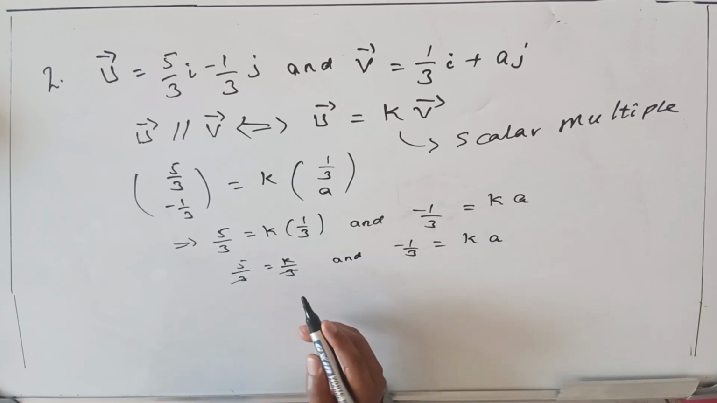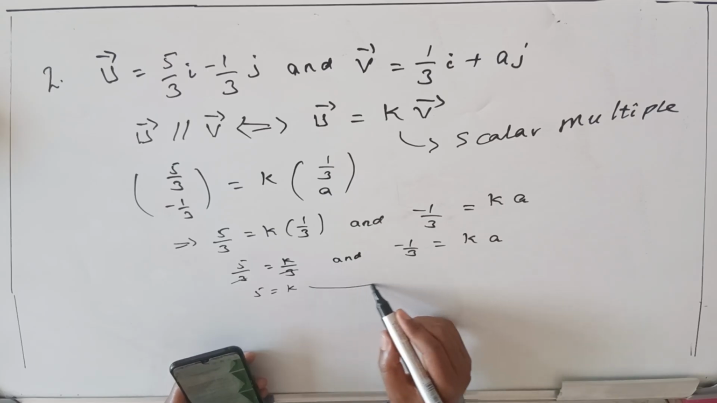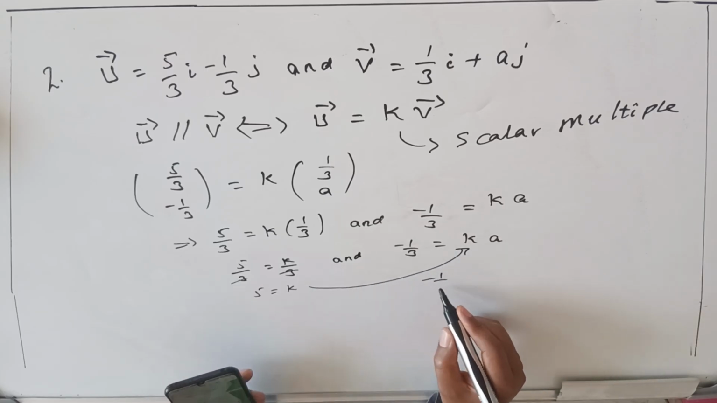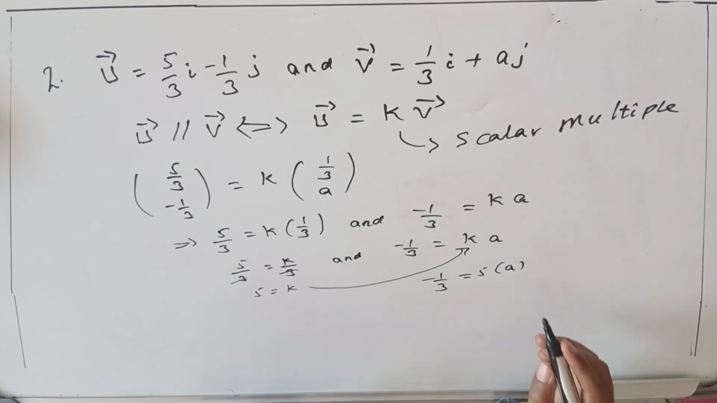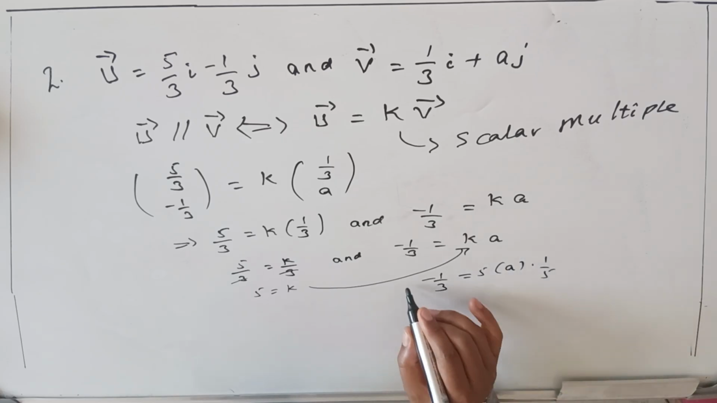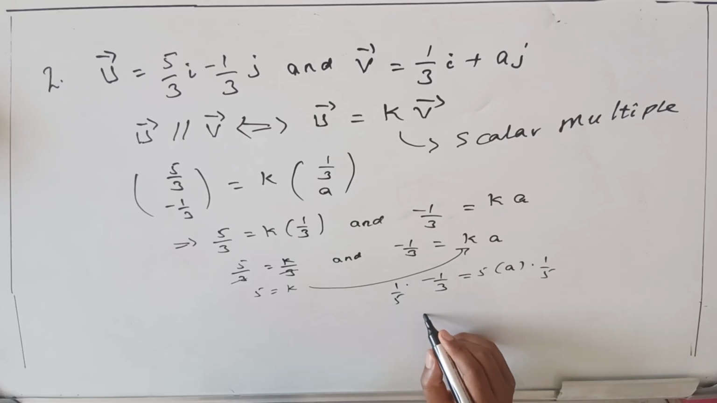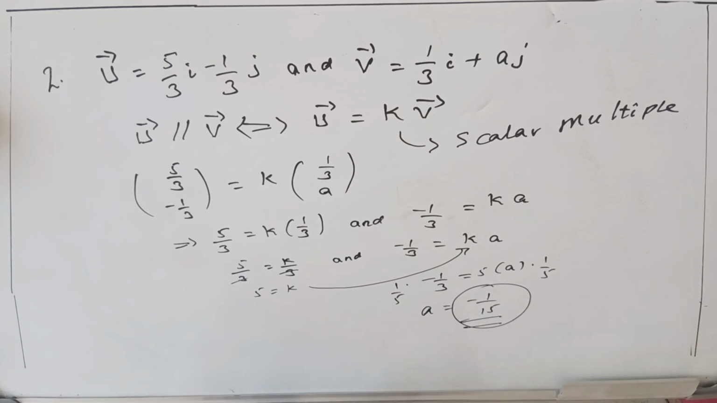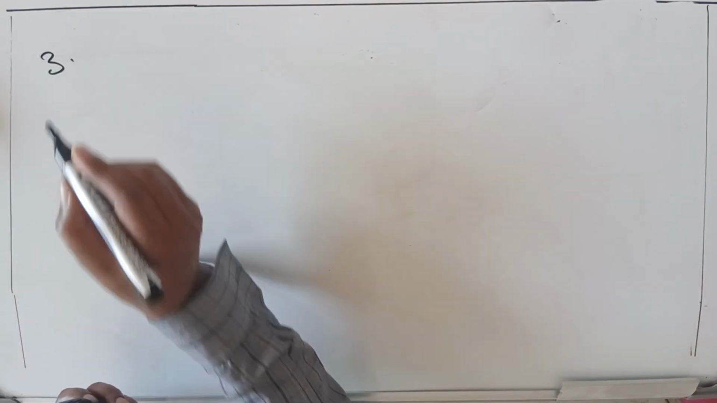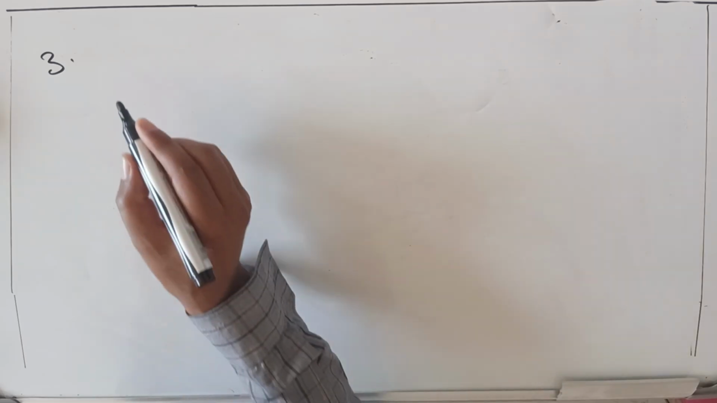So the 3s cancel. From this, K is 5. So substitute this into the other equation: -1/3 is equal to K, which is 5, times A. So multiplying both sides by 1/5, the A value is equal to -1/15. That is, vectors U and V are parallel to each other when the value of A is equal to -1/15.